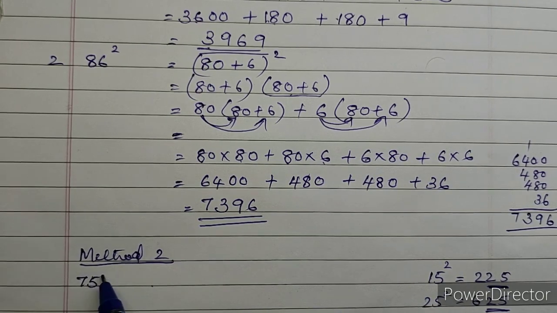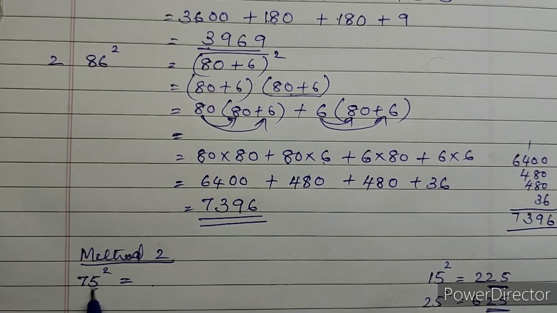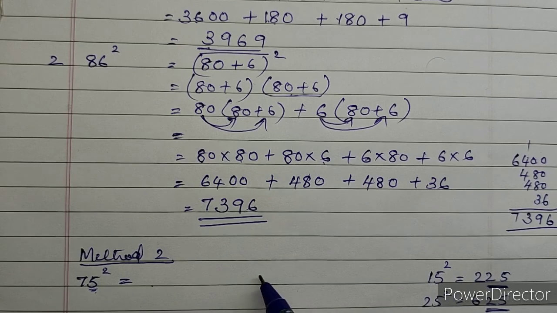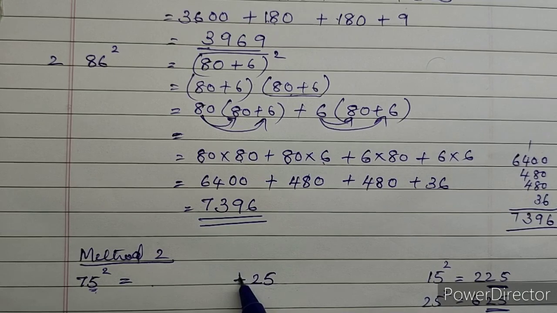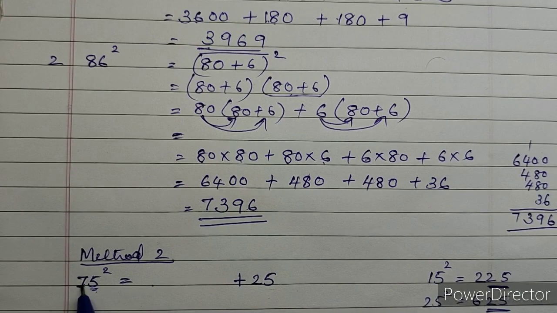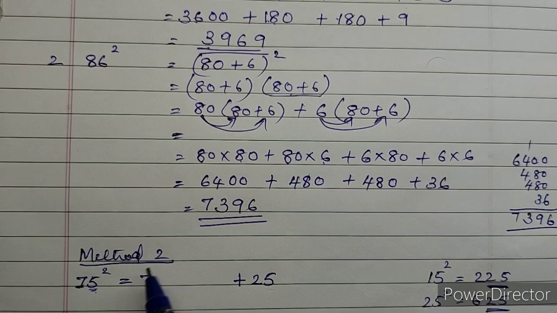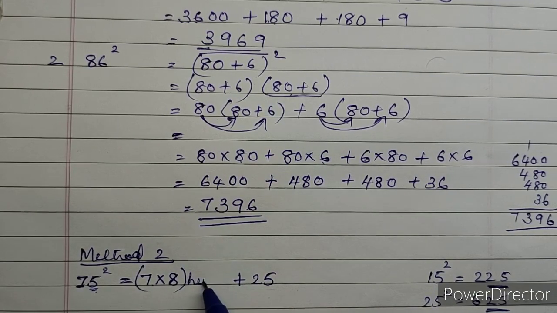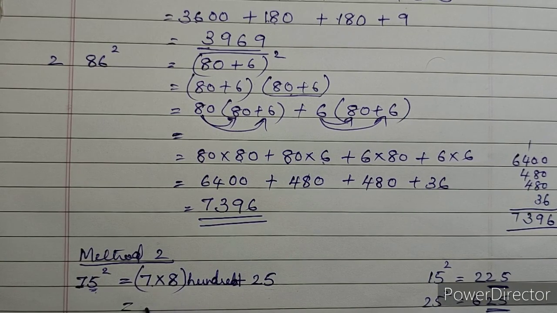75 square you can take. 75 square. So last digit is 5, that is unit place digit is 5 means here last two digits will be 25. So before that which number will come, that you have to see. For that, here it is 7. So you have to multiply 7 and the next number, that is 7 into 7, after 7 number is 8. 7 into 8 hundreds. So 7 into 8 is 56.